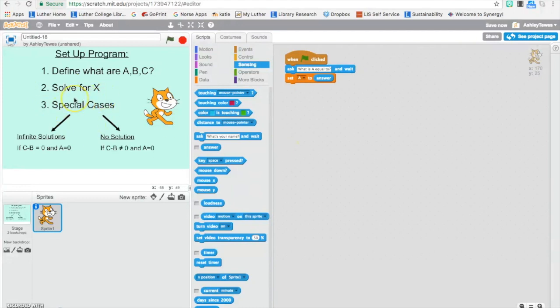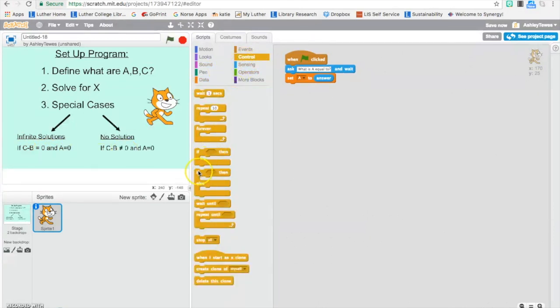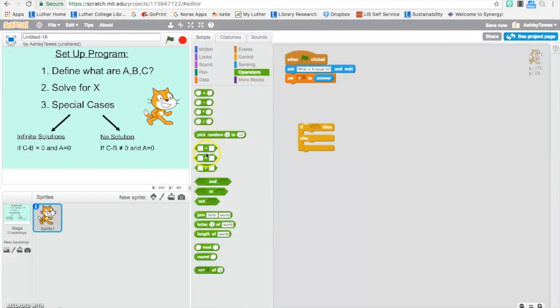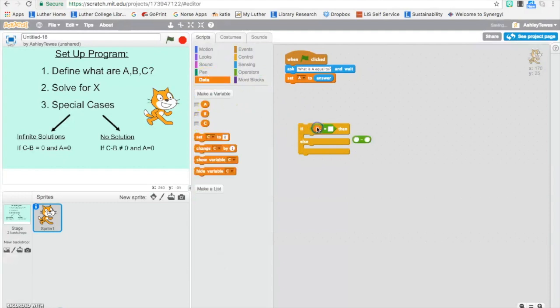Then we said we wanted to solve for x. This gets tricky, however, because we had a lot of different possibilities down here with our solutions. So our first thing that we need to account for is if c minus b is equal to 0 or not equal to 0. So one easy way to do this is this if-else key. We can come into operators, and we can pull out an equal and a minus. You'll notice we'll have c minus b, and we can type in 0 here.